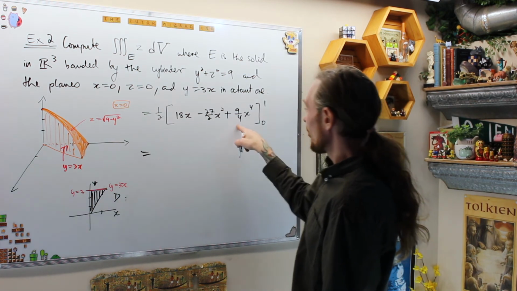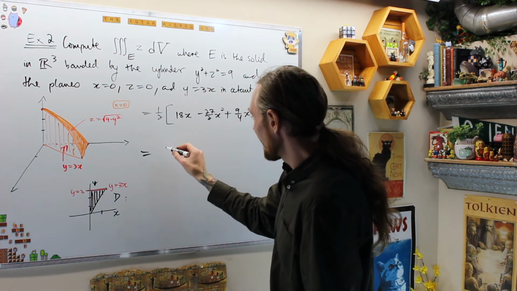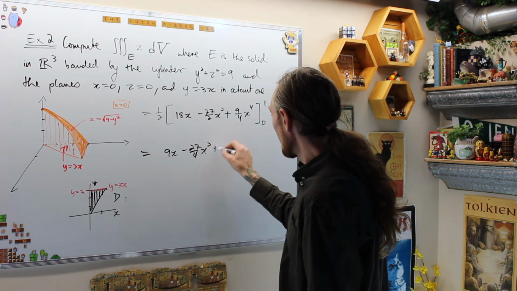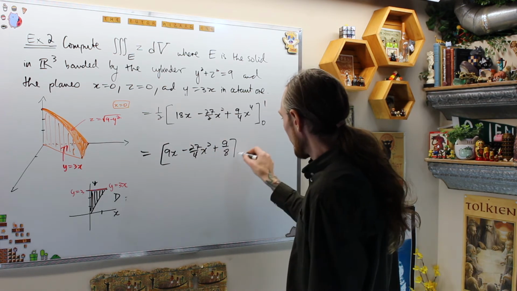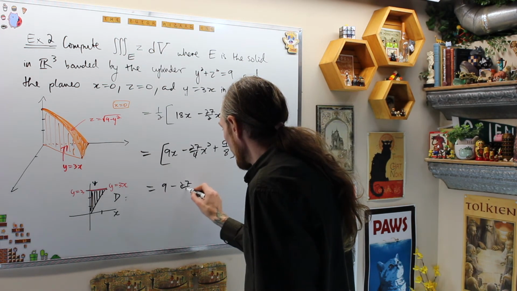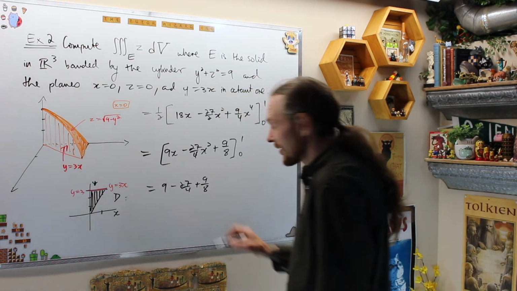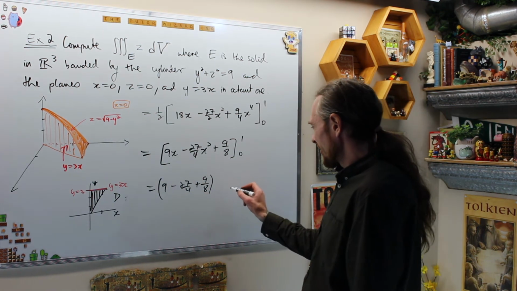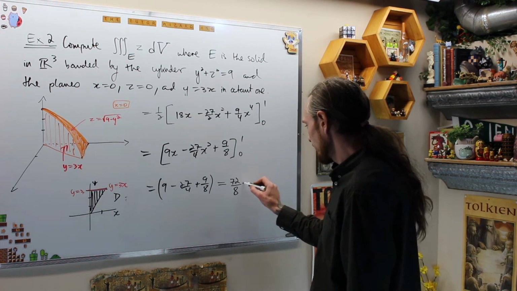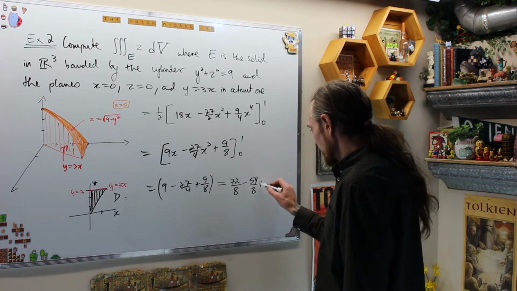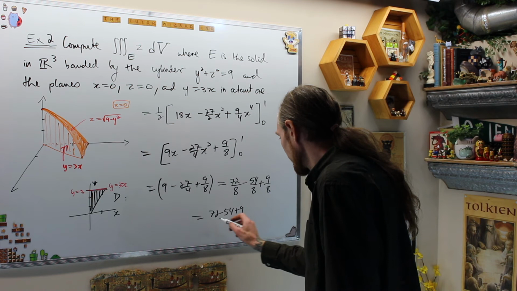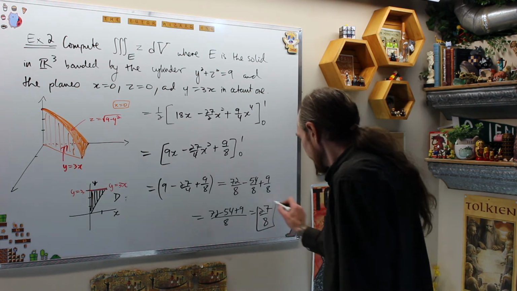Computing this, I want to put the 1/2 in there to simplify a little bit before I do that. So doing that, I'm going to get 9x minus 27 over 4 x squared plus 9 over 8 evaluated from 0 to 1, which now gives me 9 minus 27 over 4 plus 9 over 8. I need a common denominator. 8 is the common denominator, so this is equal to 72 over 8 minus 54 over 8 plus 9 over 8, which is 72 minus 54 plus 9 is 27 over 8.